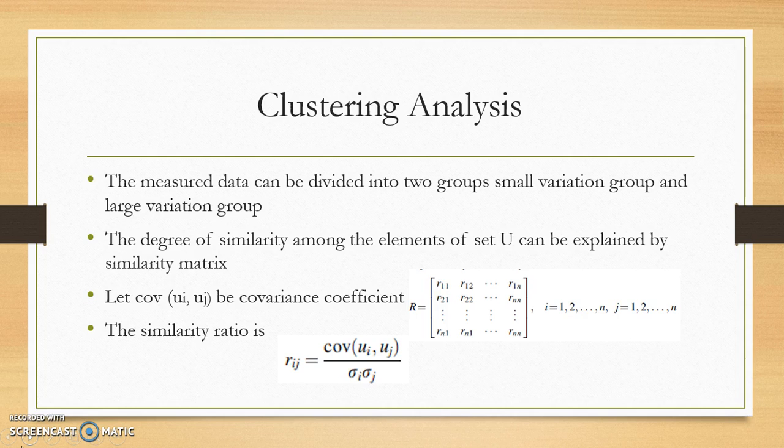Coming to the next one, let covariance of ui, uj be the covariance coefficient. Here we can see that R equals R11, R12, and so on. This is a set of similarity matrix which is denoted by i and j, where i equals 1 to n and j equals 1 to n. The similarity ratio can be calculated using the value Rij equals covariance of ui, uj divided by sigma i into sigma j, where sigma i and sigma j are the ith and the jth dimensional characteristics.